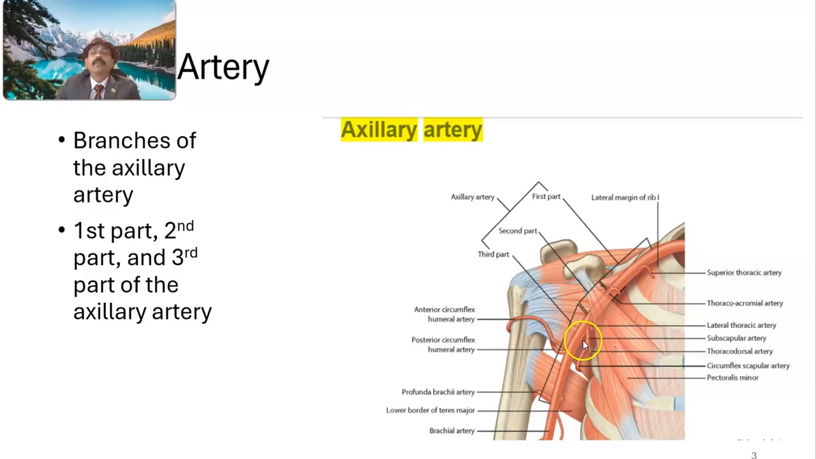The third part is from the lateral border of the pectoralis minor up to the inferior border of the teres major. From the third part, we have 3 branches: the subscapular artery, anterior circumflex humeral artery, and posterior circumflex humeral artery. Below the level of the lower border of teres major, the axillary artery's name will be the brachial artery. Okay, that has multiple branches like the profunda brachii artery and some collateral branches, and terminal branches like the radial artery and ulnar artery.